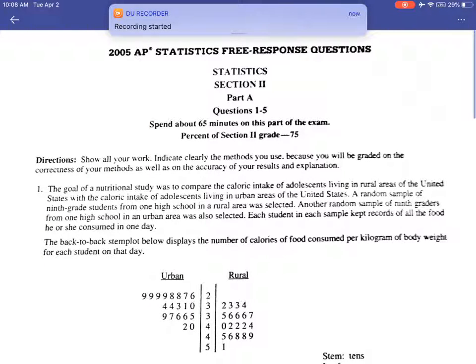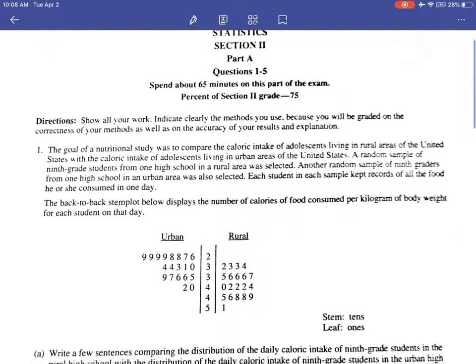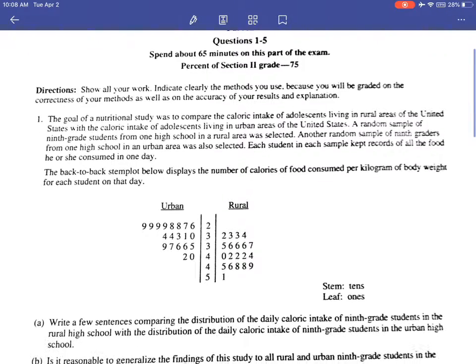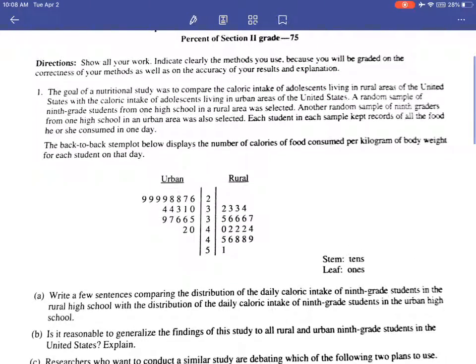Right, everybody, we are going to get started with this last free response question for today, 2005, number one. Number one is dealing with this back-to-back STEM plot, and we're dealing with urban students versus rural students and looking at their daily calorie intake. Part A says write a few sentences comparing the distribution of the daily calorie intake of ninth graders in the rural high school with the distribution of the daily calorie intake for ninth graders in the urban high school.